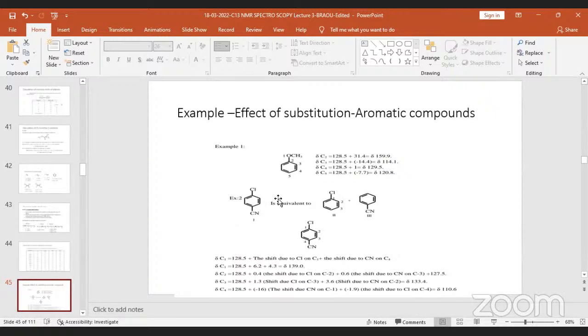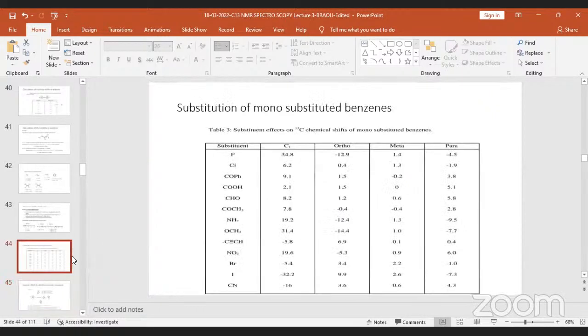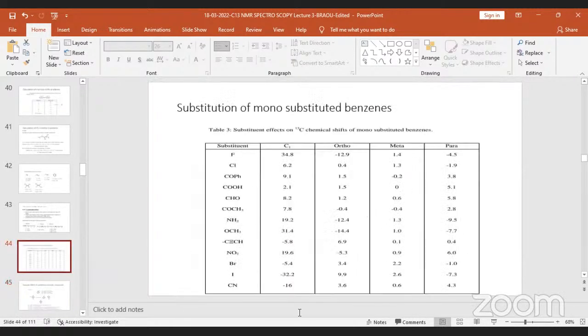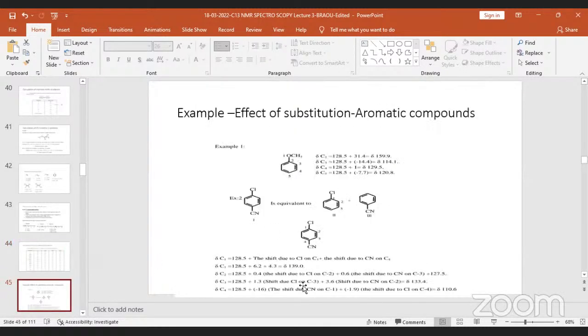Similarly, C2 also you can calculate. C2 is 128.5 plus 0.4. For chloro, ortho, 0.4 is there, and that we are adding. And for cyano, it is meta, so meta 0.6. So that is what we have added, 0.4 and 0.6, and this is the value.